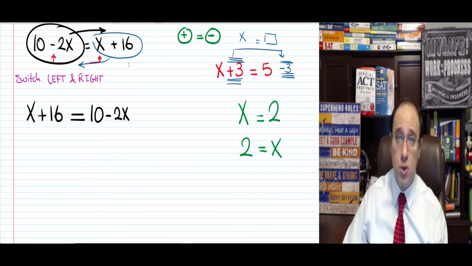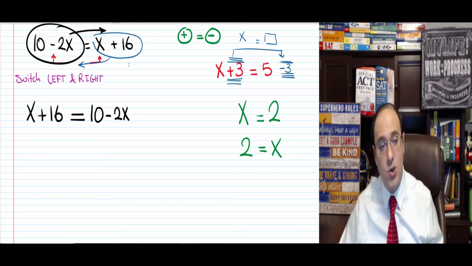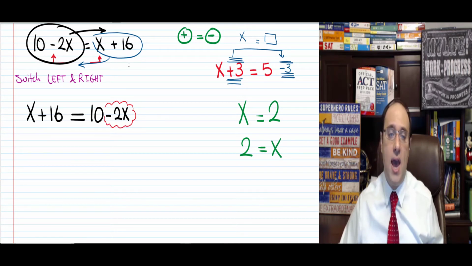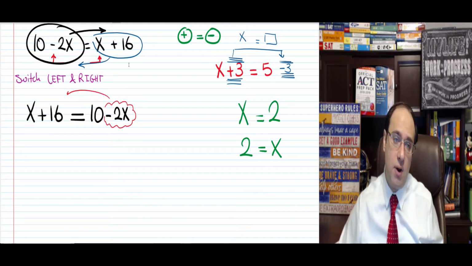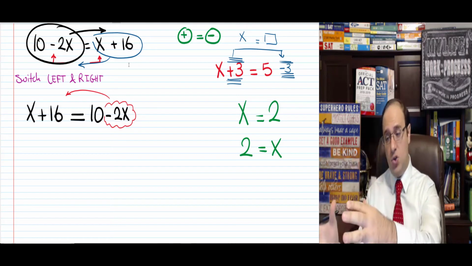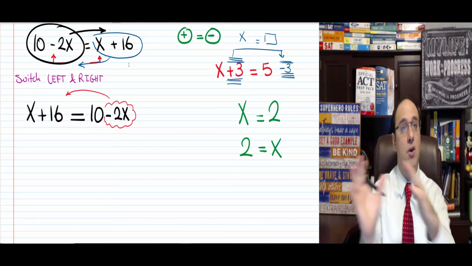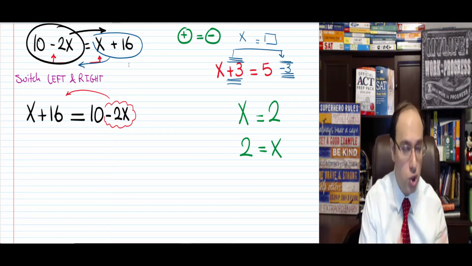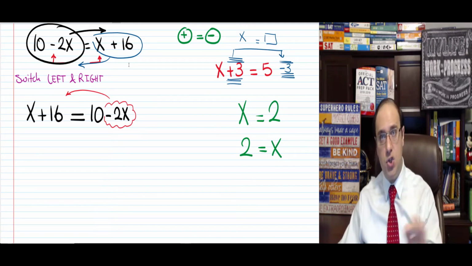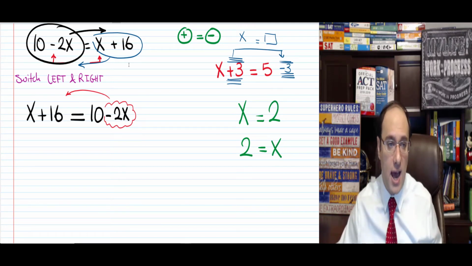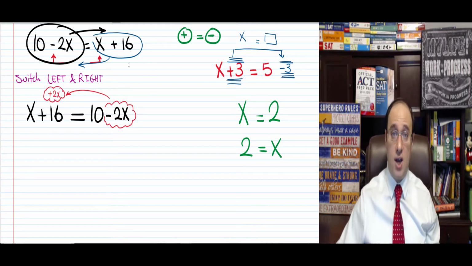In order to do that, I must get rid of the minus 2x from here and move it to the other side by itself, so that the minus 2x goes on the left, because I want all my x's on the left. Good. Now, minus 2x goes to the other side as plus 2x. Remember, because we're only moving a part, we have to change its sign.